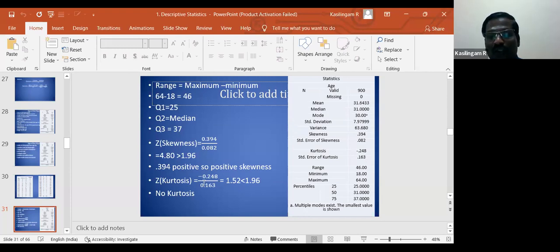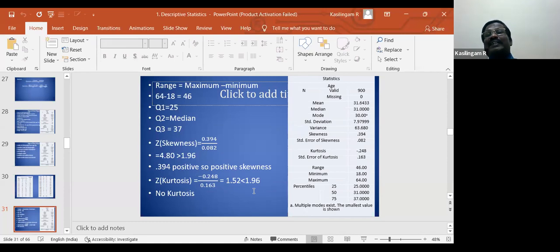So 0.248 divided by 0.163. Same thing everywhere, it is a universal concept: the estimate divided by the standard error. Which is equal to 1.5952, which is less than 1.96. So we should accept the null hypothesis.